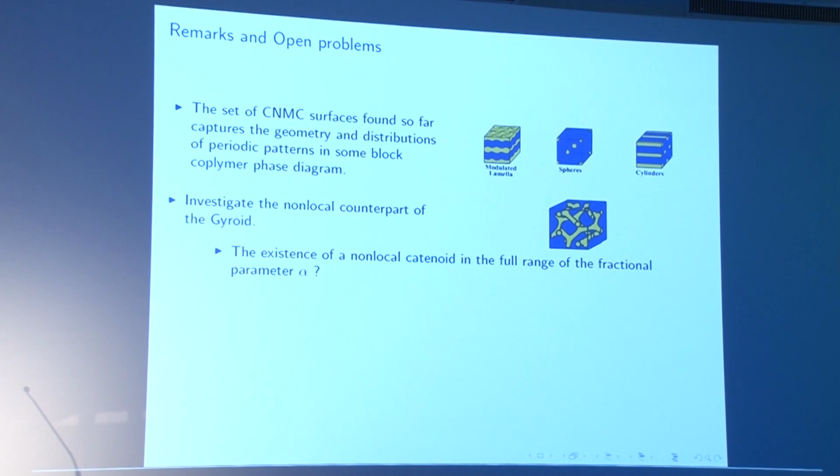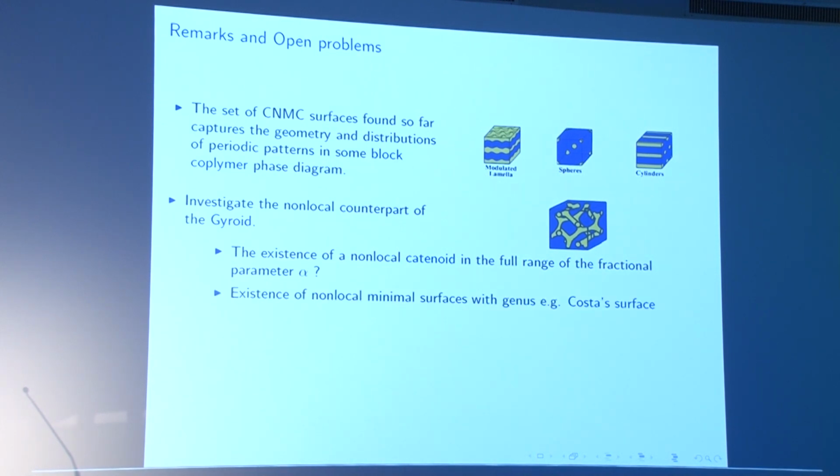In my previous slides I talked about the catenoid, but the existence was only when alpha is between 0 and 1, when alpha is very close to 1. And this is still a missing question. The catenoid is very interesting, because if you want to build a large variety of surfaces, you use it as a neck to glue different surfaces.